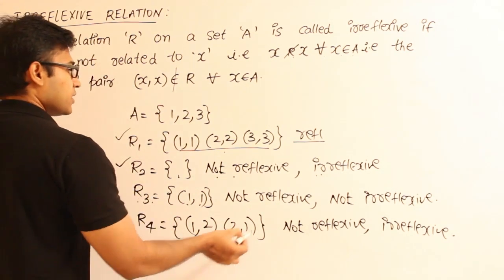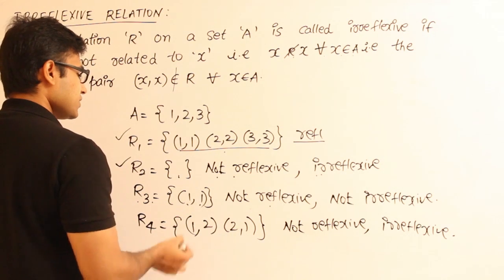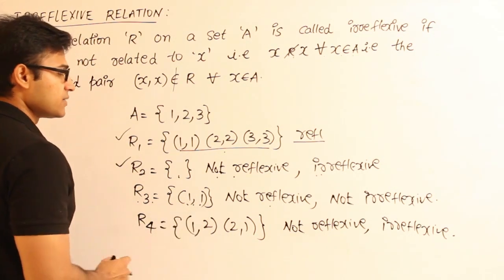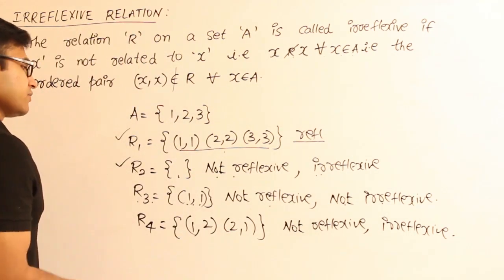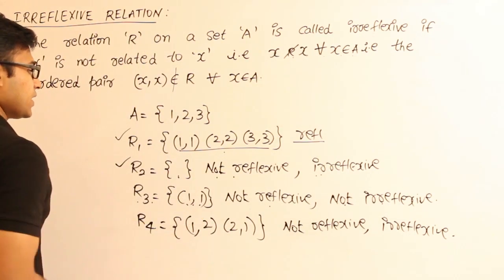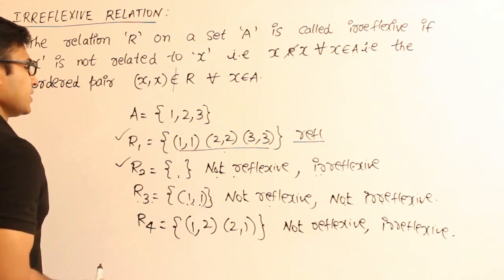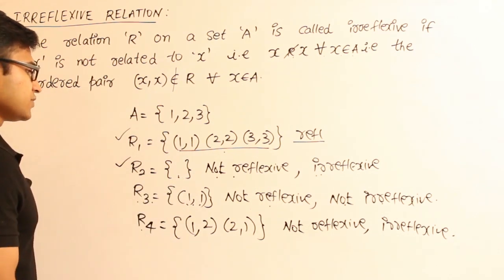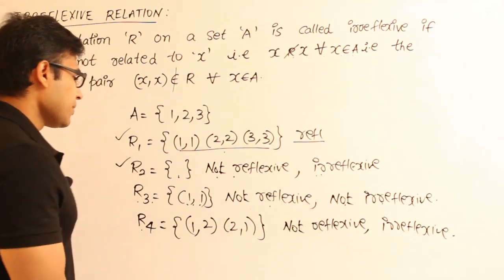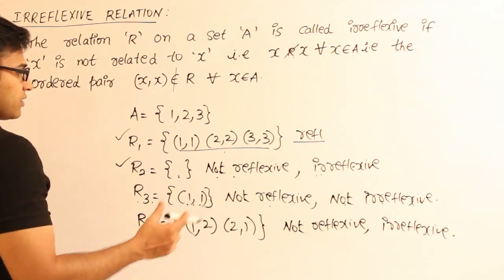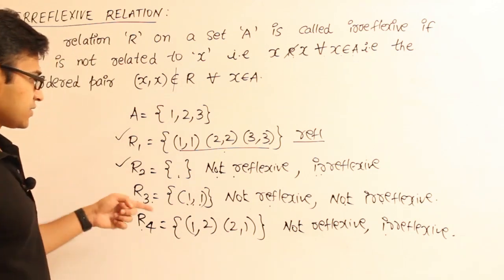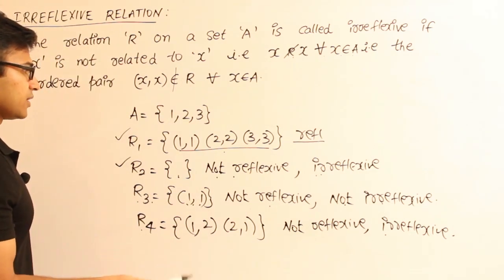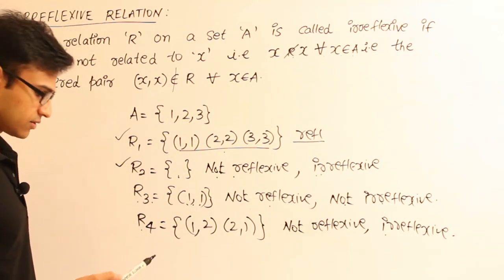If you look at R3, it is not reflexive, because it does not contain all the diagonal elements, but it is not irreflexive also. Why? Because it contains at least one diagonal element. Now if you look at R4, it is not reflexive because it does not contain all the diagonal elements, but it is irreflexive because it does not contain even one diagonal element. I hope you got the difference now.